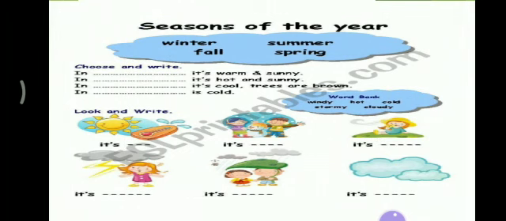Choose and write. Okay? In blank, it's warm and sunny. In blank, it's hot and sunny. In blank, it's cool. Trees are brown. In blank, it's cold.